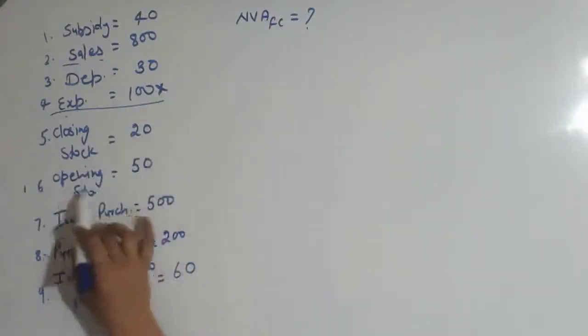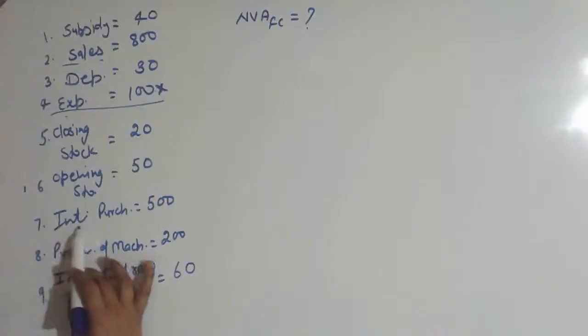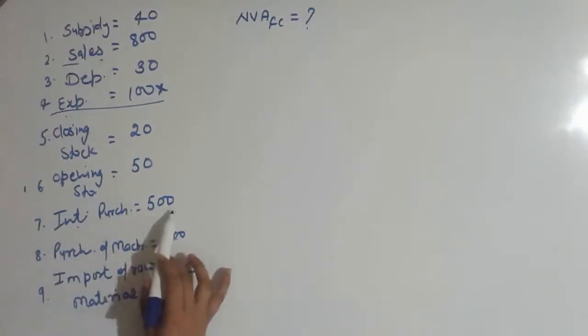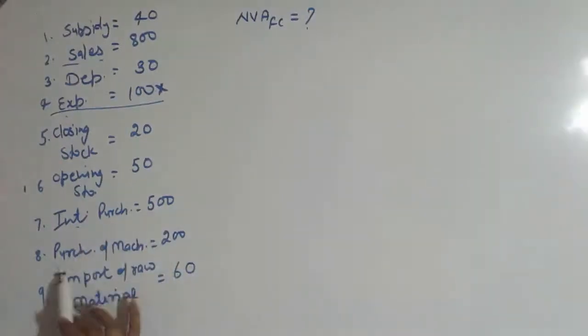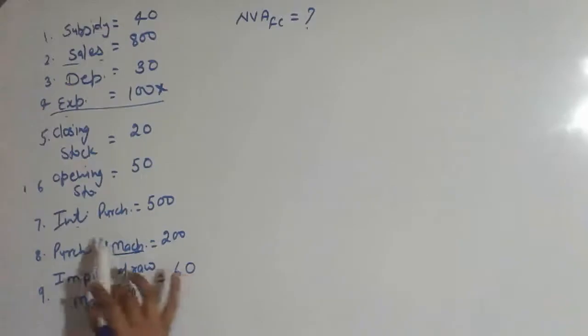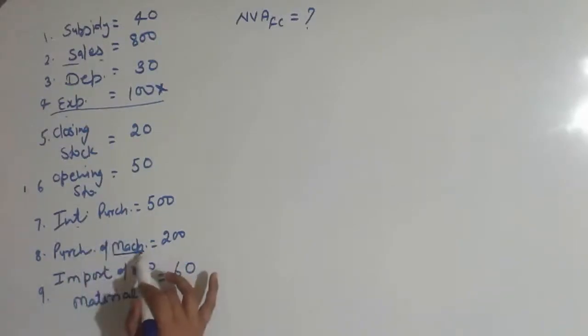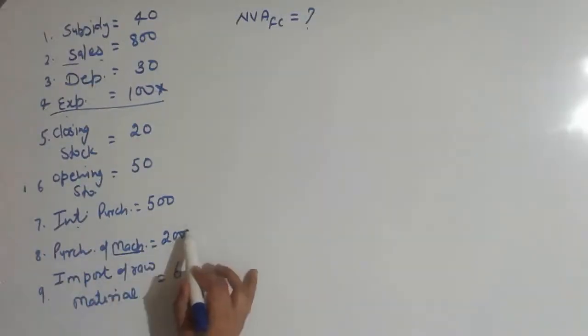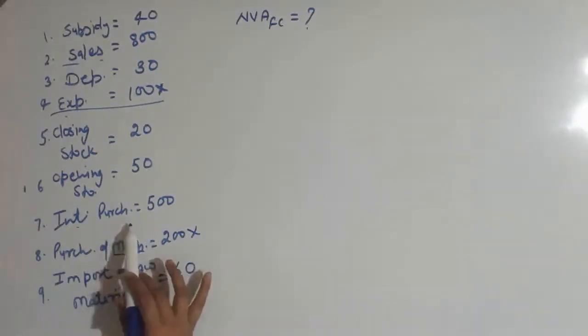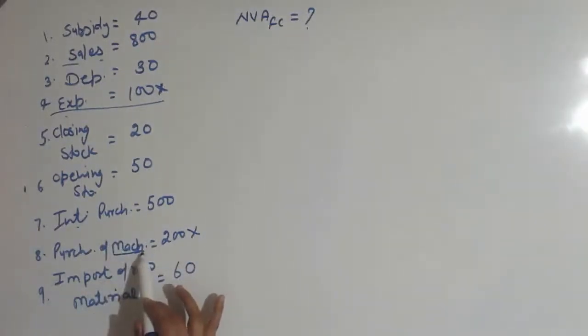Closing stock 20, opening stock 50. Intermediate purchase. Intermediate purchase means intermediate cost, right? And again we have given purchase of machinery. Machinery is not a part of intermediate purchase. It's not a part of intermediate consumption. So we will not include purchase of machinery into the intermediate consumption, because it's a final good.